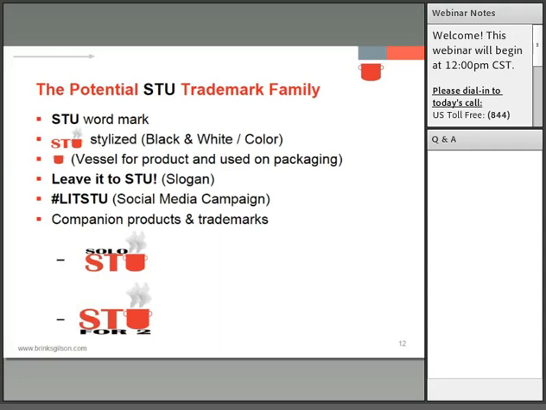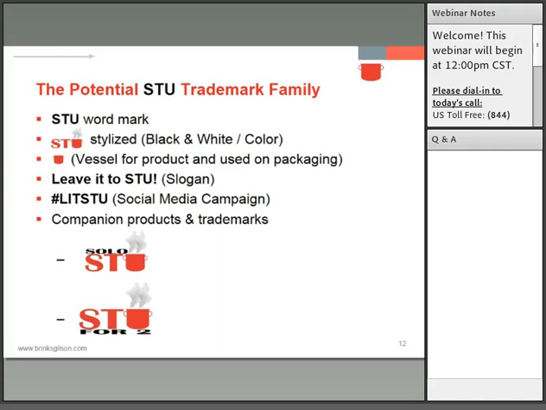However, we run into a few issues with the STU word mark that Susan had alluded to earlier. It's possible that we could not even get the STU word mark registered. The USPTO could view STU as generic. It's a phonetic equivalent of STEW, S-T-E-W. If that were the case, we could fall back on seeking registration of the stylized STU with a fanciful U pot.